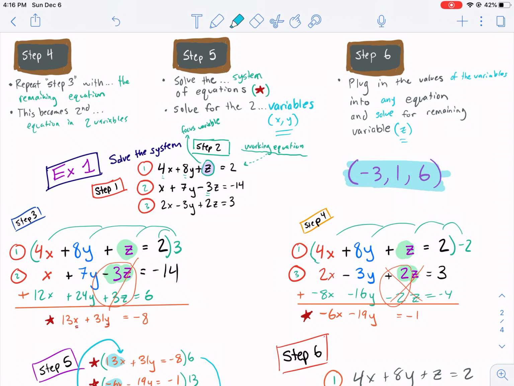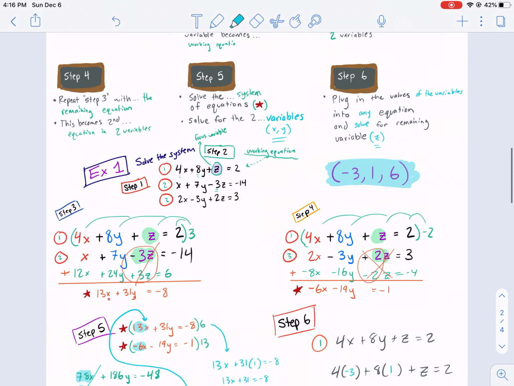So if we were to graph this in a 3D coordinate plane, this is where the intersection of these 3 equations would be.